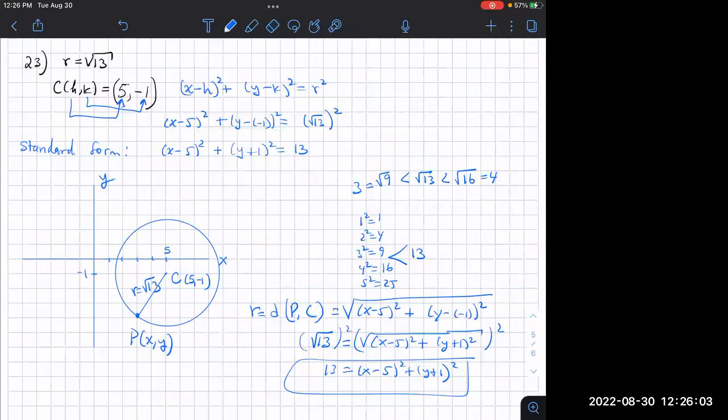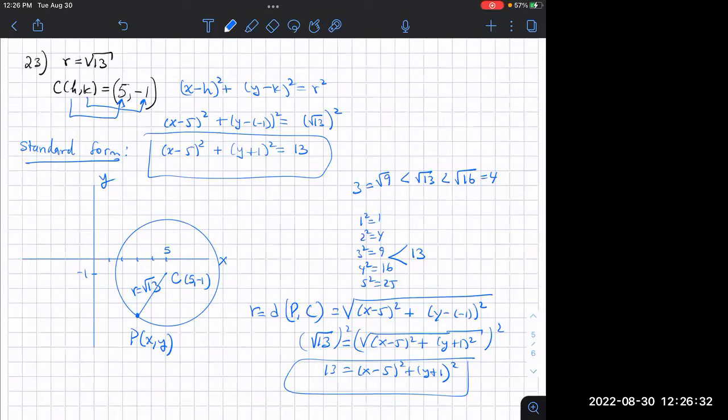Sorry, that would be the final answer, right? Because that's just the distance. So that's the standard form of the equation of the circle. But the 13 equals (x minus 5) squared plus (y plus 1) squared, that's the equation of the circle. Okay, equation.